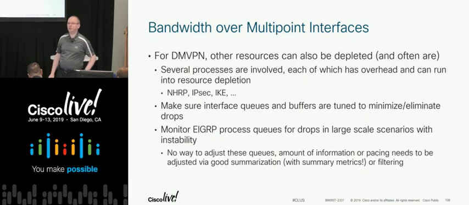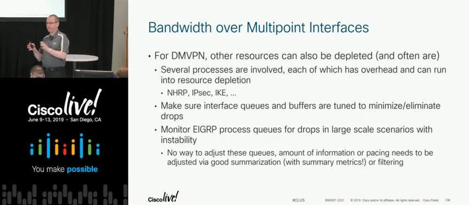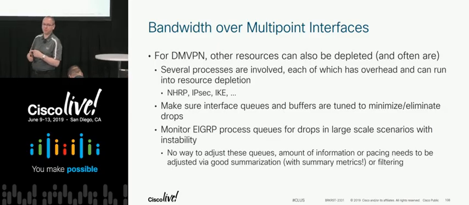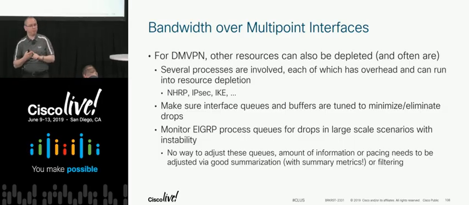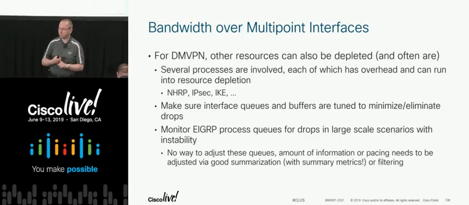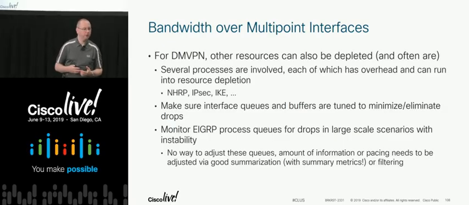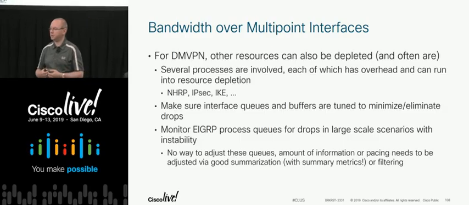Since DMVPN involves rather a large stack of additional technologies, because we need to use NHRP for resolution, we need to use IP for multicast and broadcast replication, since the underlay is not assumed to be multicast enabled, there's a lot of resources that get depleted when there is heavy communication in EIGRP or in multicast in general, because we need to emulate multicasting on the IP and NHRP level.